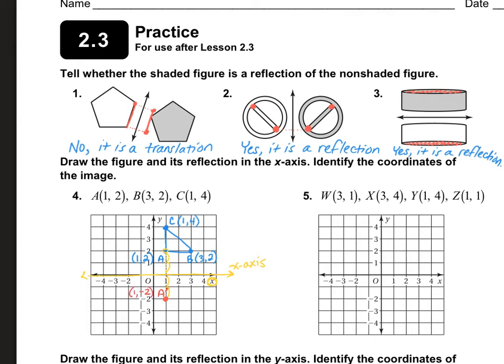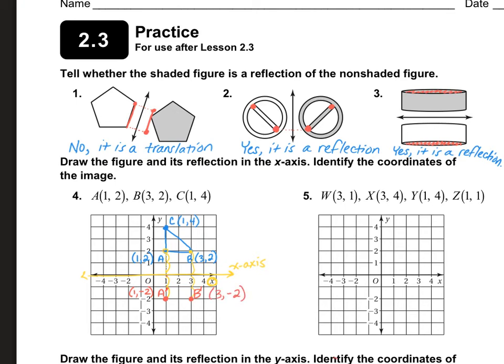Let's take a look at letter B. So letter B, we're going to count 1, 2 to the line of reflection, and 1, 2 past the line of reflection. So my new point is here, and we'll call that B prime. And again, whereas before we had 3, 2, so it was over 3 up 2, this time it's over 3 down 2. So my new point here is going to be 3 comma negative 2 this time.